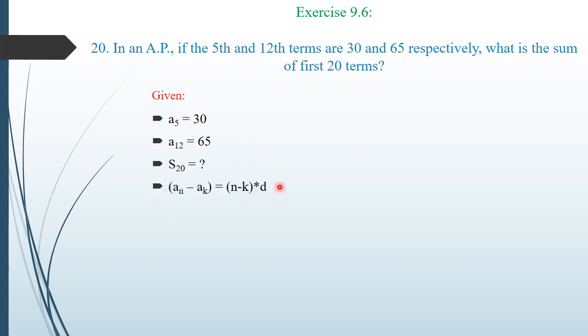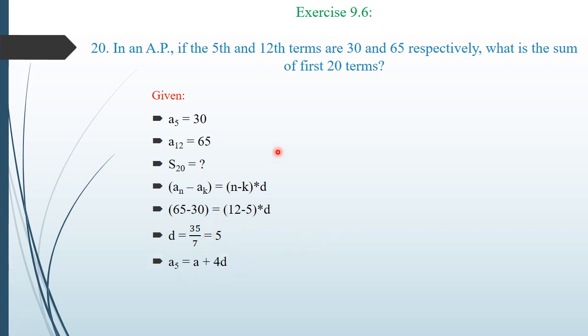So using this formula again, I can calculate the common difference d. Therefore, 65 minus 30. The bigger term I'll represent as an and the smaller term I'll represent as ak. an is 65, ak is 30. Subscript n and k, n and k you can see here that I'll substitute here. That is n is 12 minus k is 5 into d. Therefore, I'll get d value as 65 minus 30 is 35 divided by 12 minus 5 is 7 here. Therefore, common difference d I'll get as 5.